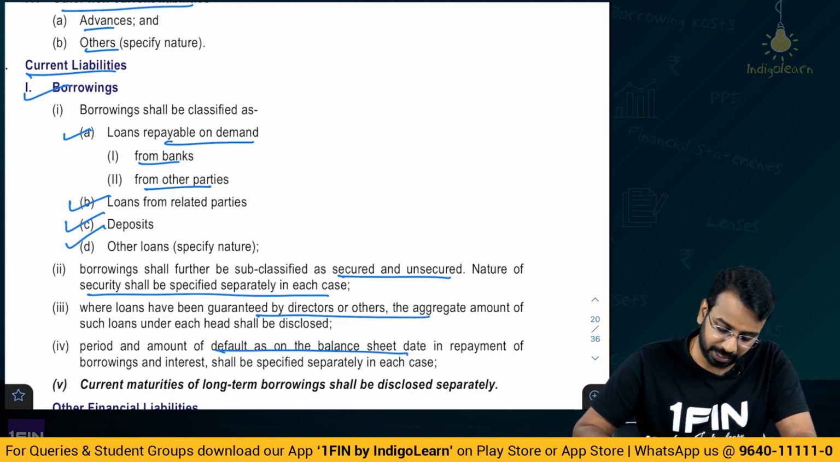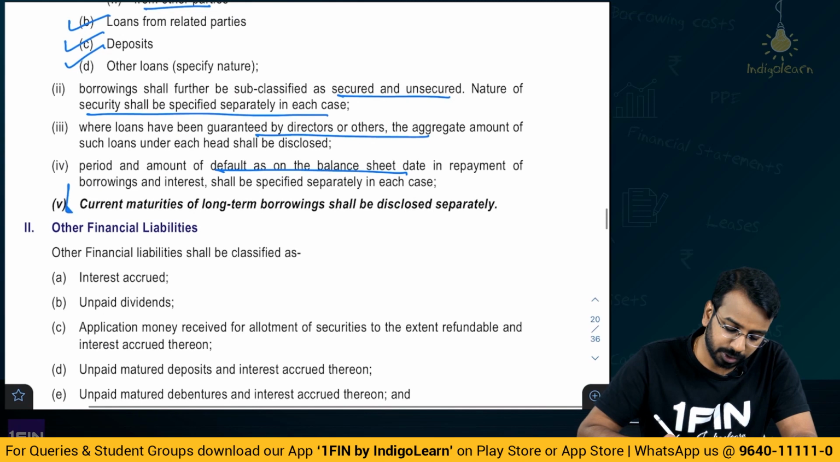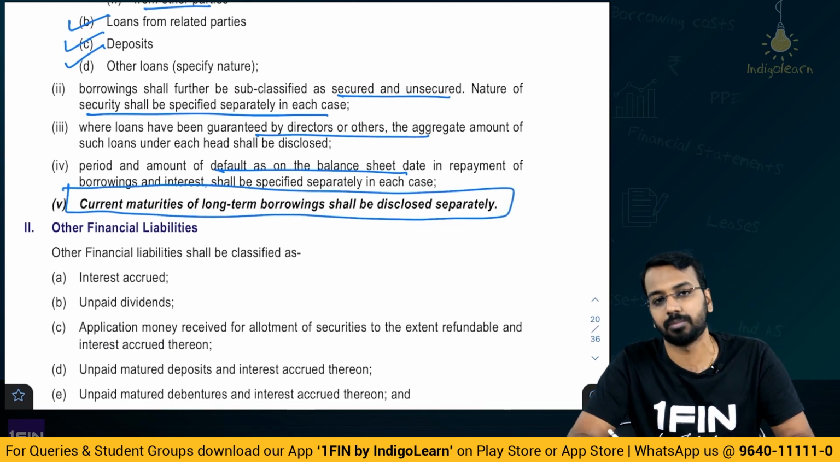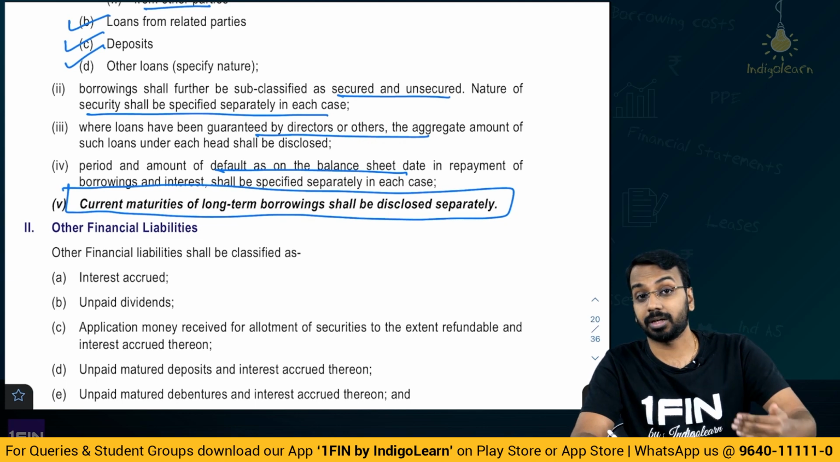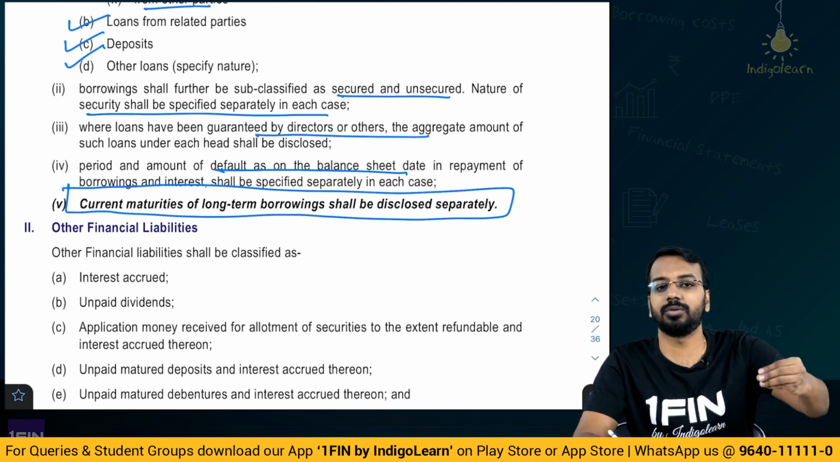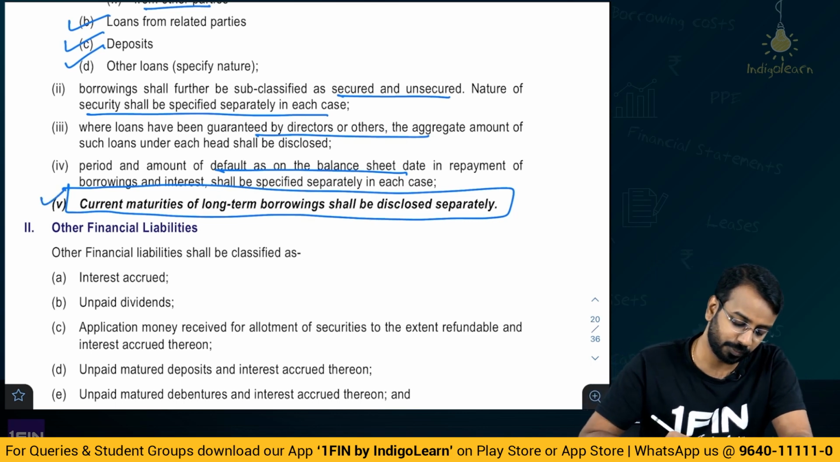Default you have to mention, and very important, current maturities of long-term borrowings shall be disclosed separately. So if there is a long-term borrowing for which we have a current maturity, so there was a long-term borrowing earlier, now it falls due within 12 months, that you will have to disclose separately.